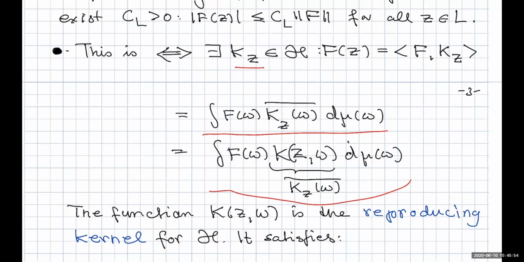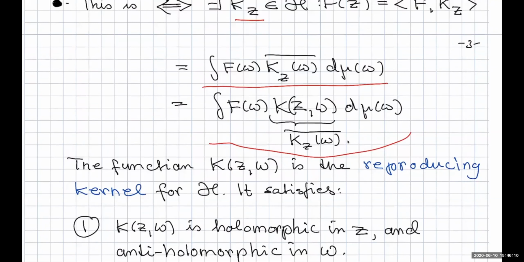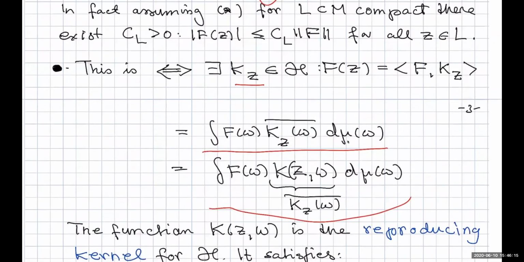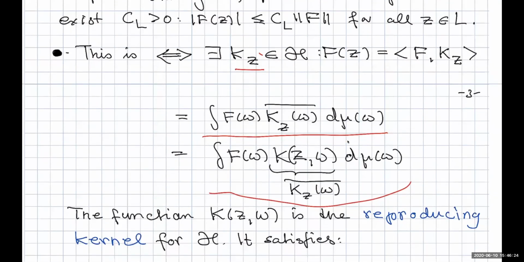And this is called the reproducing kernel for the Hilbert space, okay? So this function is completely determining what space we are in. Because the function k_z is in the Hilbert space, if you put in the argument omega in here, you get something that is holomorphic. As I write it, one has to remember this complex conjugation in there.